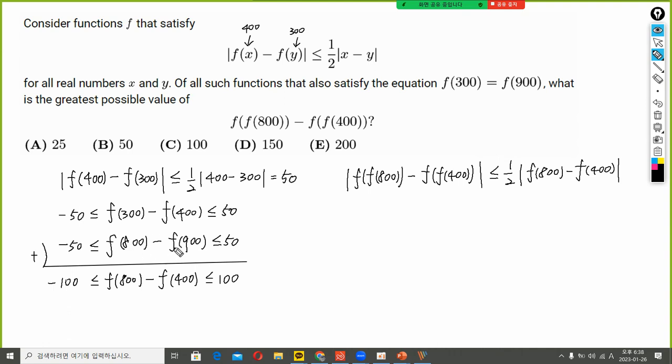And to find the answer, in this case, this value goes to x, and this f of 400 goes to y. That means we want to find this f of 800 minus f of 400, the absolute value.